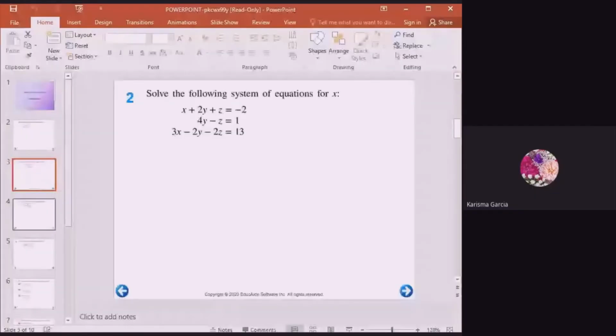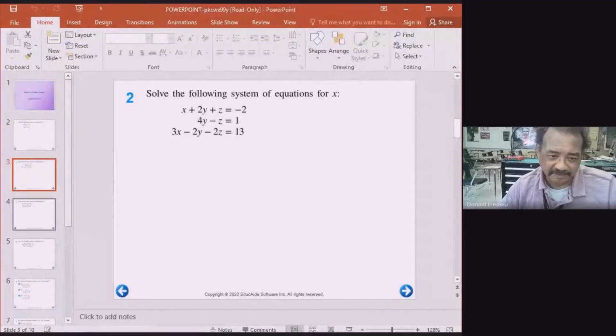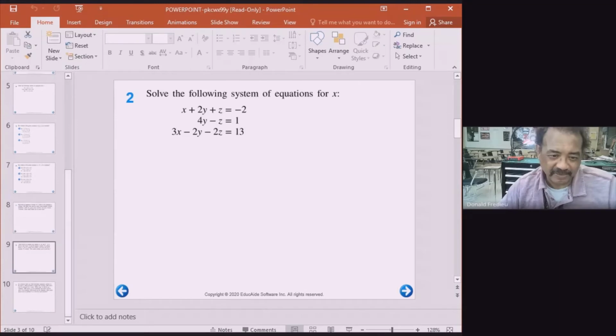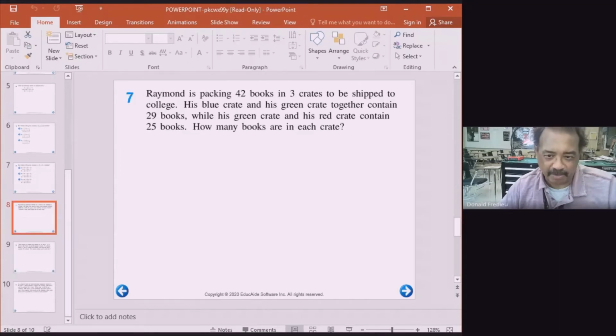Do you need to see another like that, or is one enough? No, that's good. You sure it's good? Well, let me show you one of these word problems.